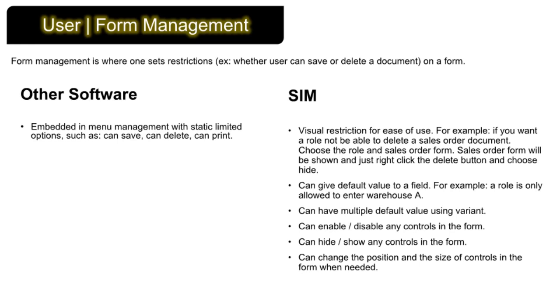First, choose the sales role. Second, choose the sales order menu and wait until the sales order form is loaded into the screen. Lastly, just right-click the delete button and choose hide. Now, when a user with role sales logs into SIM and goes to the sales order menu, in the sales order form the delete button will disappear and thus he will not be able to delete a document.